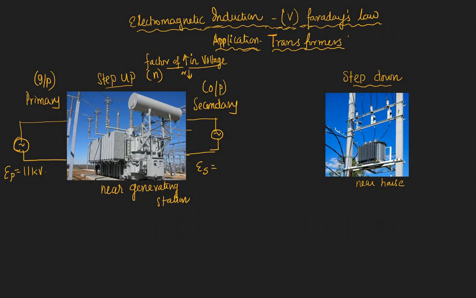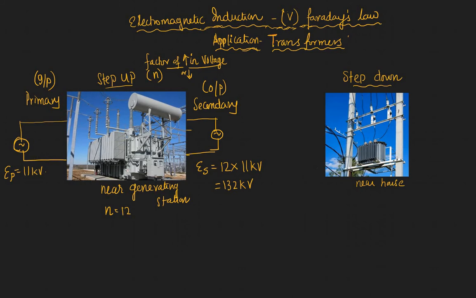So in this particular case, for this step-up transformer, let's say your N is 50. Or let's take a smaller number, let's say 12. So you're stepping up by a factor of 12. What you get in the output is 12 into 11 kV, that is equal to 132 kV. In a moment, I will tell you why you need to do this.